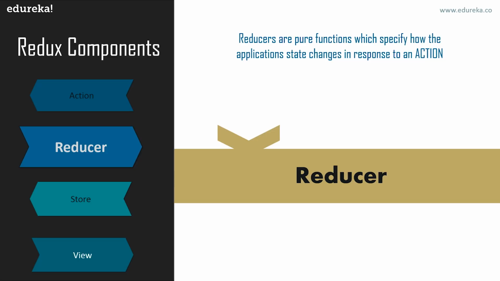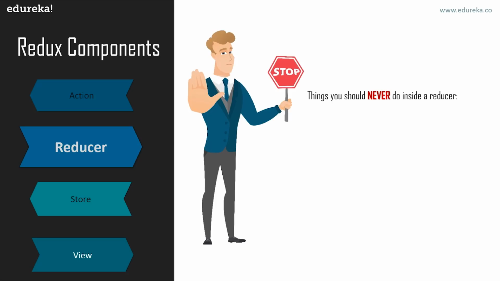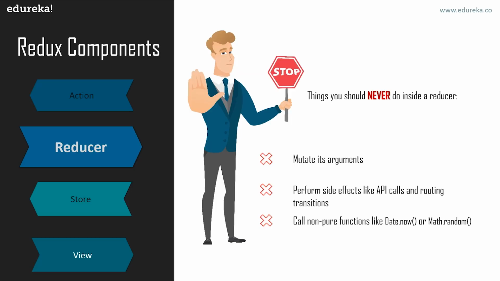For example, this is a reducer: the previous state and the action are given to the reducer and it generates a new state. But please remember the things which you should never do inside a reducer. These are the don'ts for using a reducer. You should never mutate its arguments, never try to mutate the state, and never perform side effects like API calls and routing transitions. And you cannot call a non-pure function like Date.now or Math.random in a reducer.